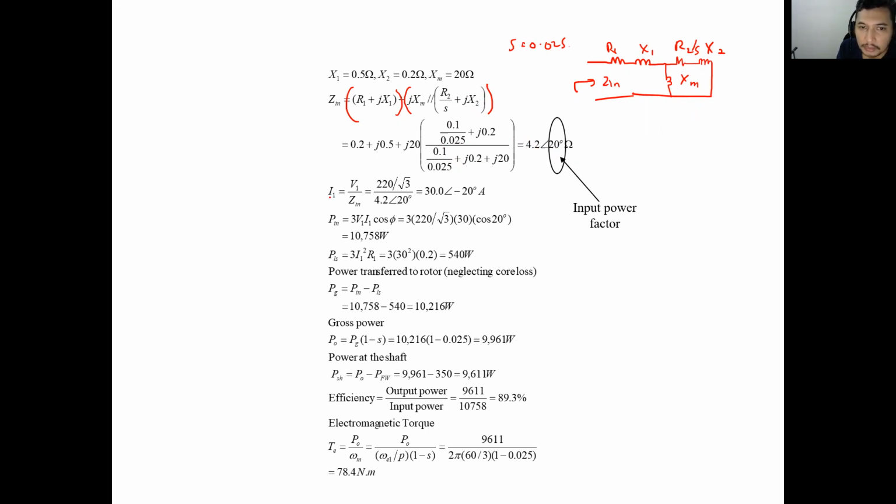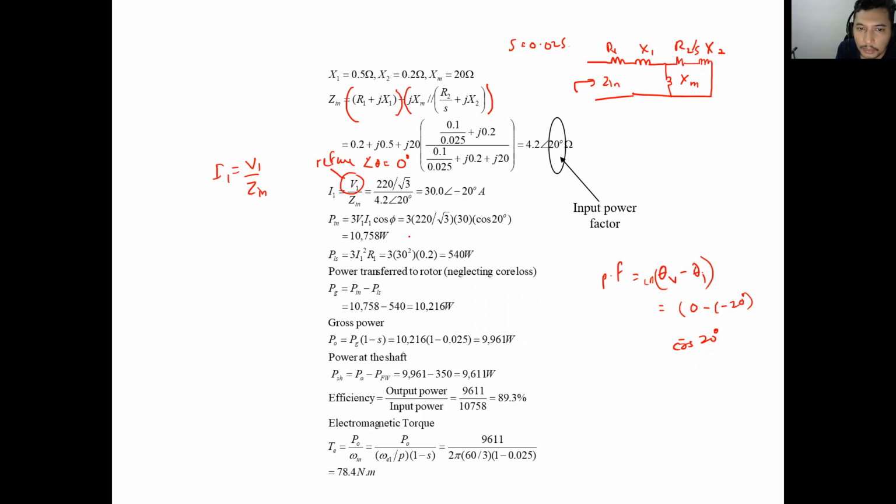degrees. And then by using this formula, I1 is equal to V1 over Z input. So you will have the current is 30 ampere with negative 20 degrees. Since V1 is our reference, the angle theta is actually 0. So your power factor, theta V minus theta I, is 0 minus 20 degrees, so you will have cos 20 degrees.